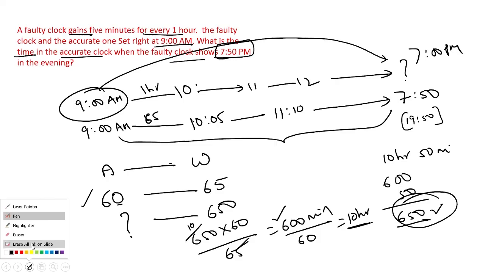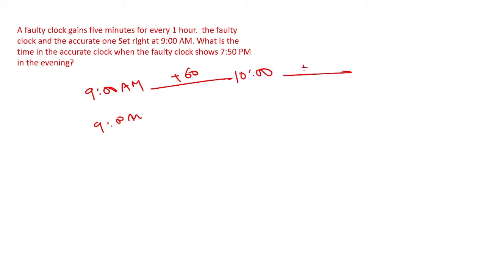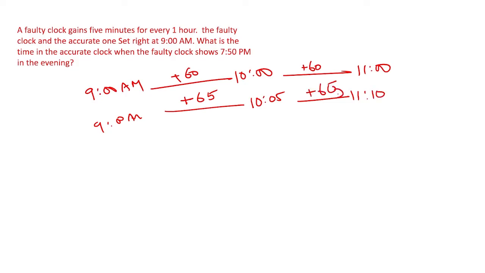I will just repeat once again, guys. Listen carefully. First of all, what we are going to do is write like this: 9 a.m. in the original clock, 9 a.m. in the faulty clock. After 1 hour, it is going to be 10 a.m. in the original clock. After 1 more hour, it is going to be 11 a.m. in the original clock. But the faulty clock is going to gain 5 minutes more. 5 minutes more means it is moving faster by 5 minutes. So this is going to show 10:05, 11:10, like this. That means for every 60 minutes of movement in the original clock, the faulty clock is going to move by 65 minutes. Now he is saying that the faulty one is showing 7:50.